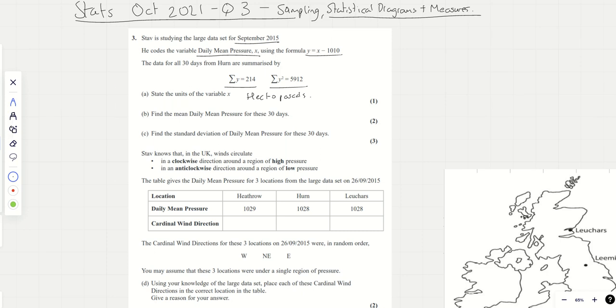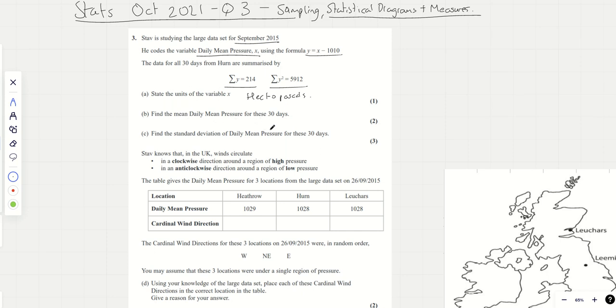Let's have a quick look on the mark scheme, see if it would have let you have that. Do not allow pascals on its own. No, oh, sorry. Hectopascal or HPA. Condone pascals. Allow millibars as well. Do not allow kilopascals or just PA. That's what they wouldn't allow. But they would have allowed pascals written. Okay, so there we go.